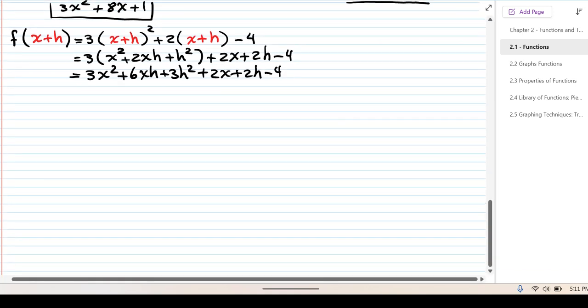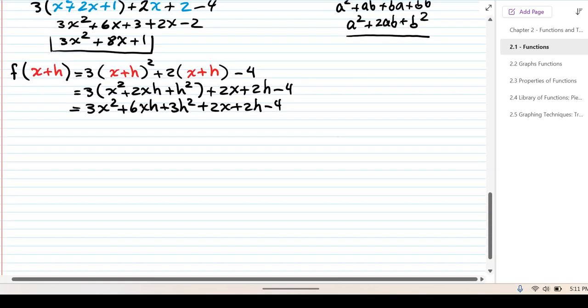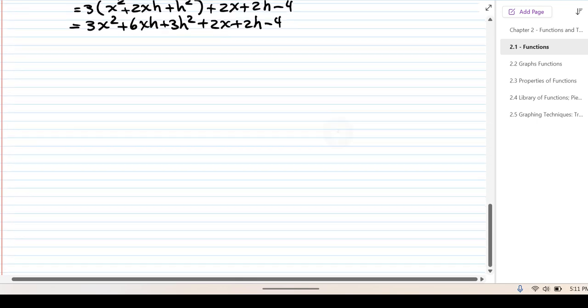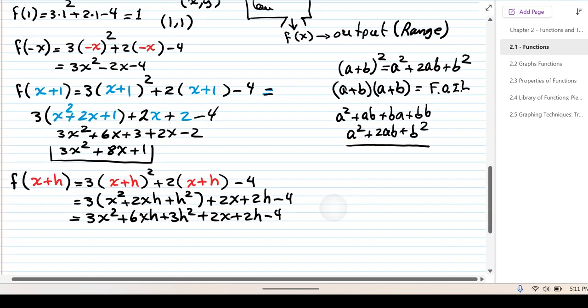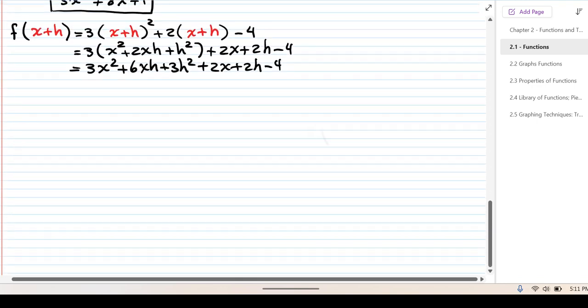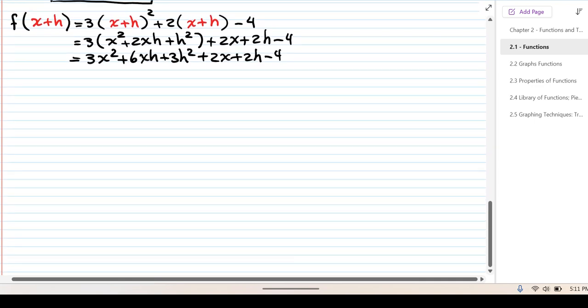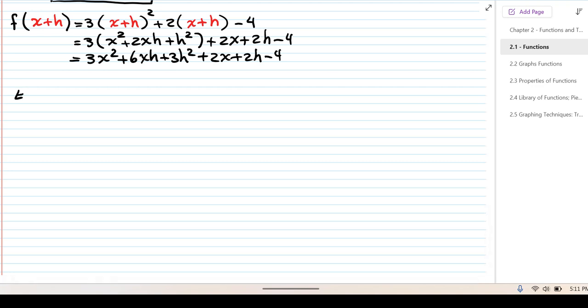Again, we get this long polynomial form. And that's it. So we did an example of f at x plus h. That's just evaluating a function, which is what we just did. All right. Now, next, let's look at an example where we have to find the domain of the function.